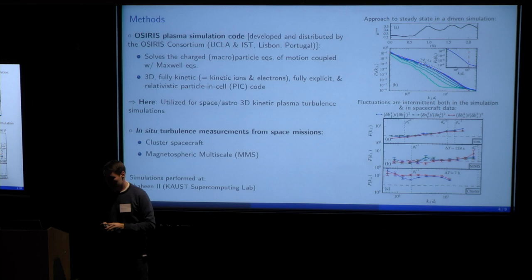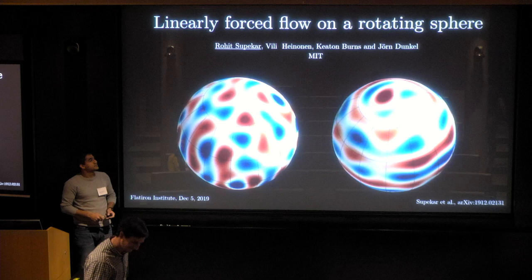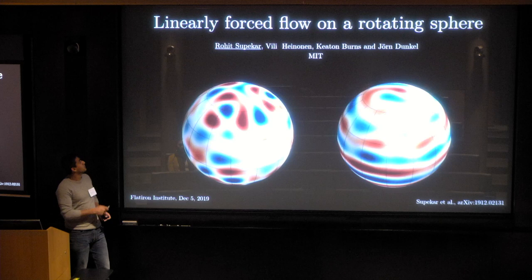So my name is Rohit, and I'm a graduate student at MIT. My advisor is Professor Jan Dunkel. And today I'm going to talk about, as the name suggests, linearly forced flow on a rotating sphere. Maybe I'll stand here.